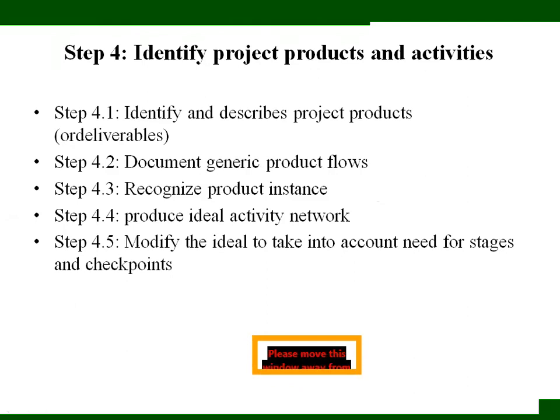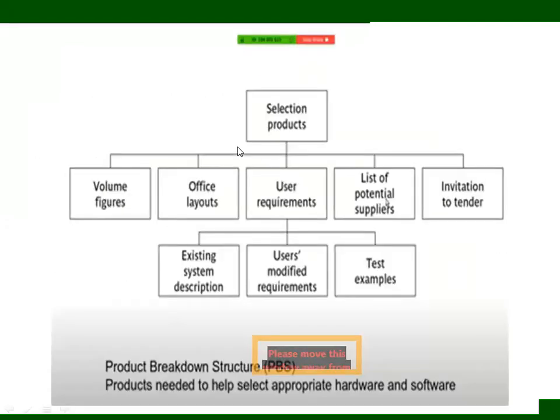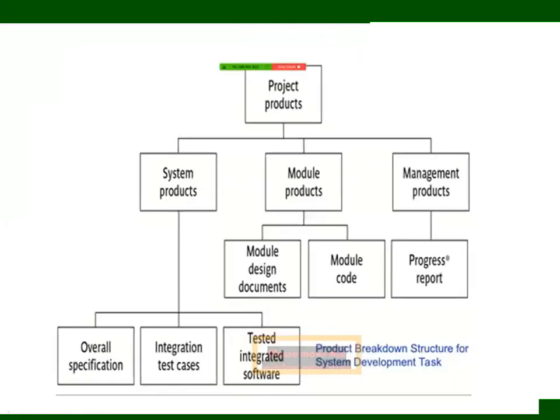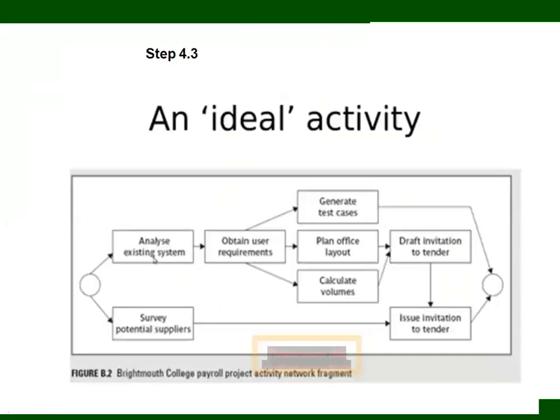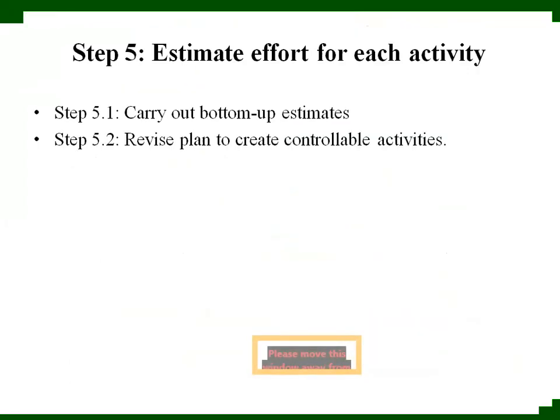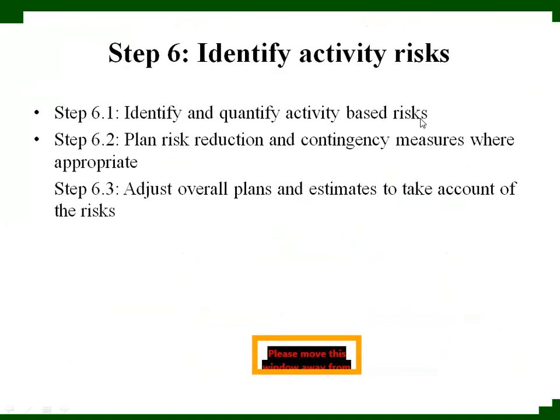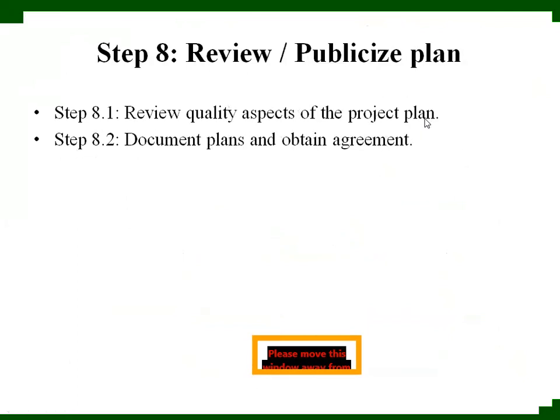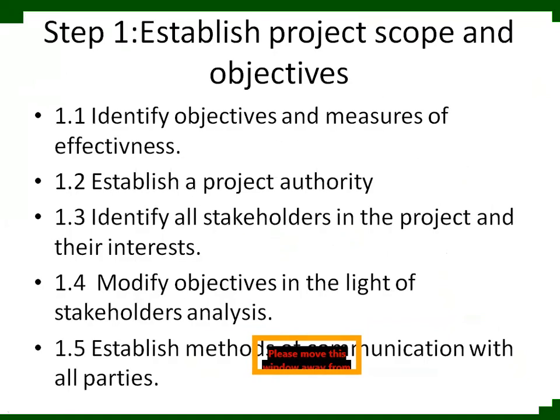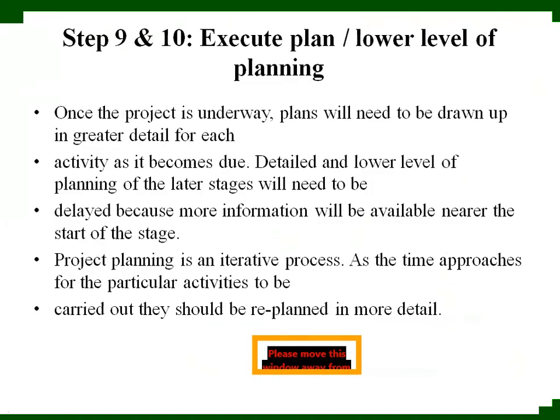So tomorrow I will discuss identify project products and activities, and some of the flowcharts related to step number 4. Okay, these are the flowcharts I will explain for step number 4. Then I will explain estimate effort for each activity. Next, identify activity risks and allocate resources. Review and publicize plan. Last one, execute plan, and the 10th one, lower level planning. All these I will explain tomorrow.